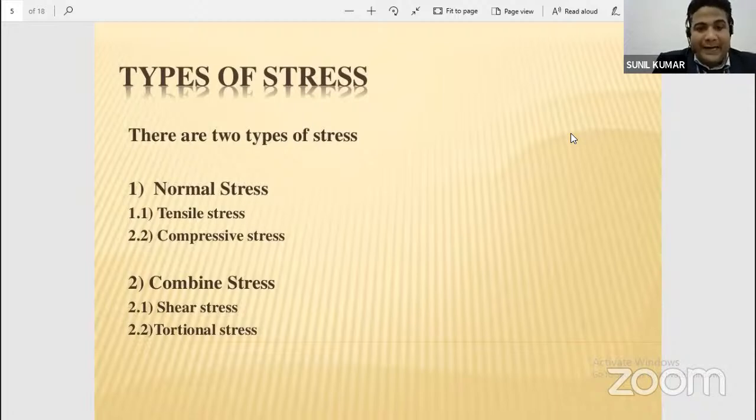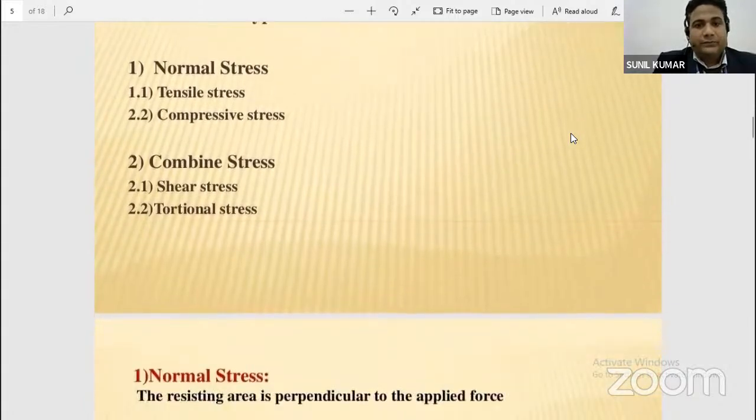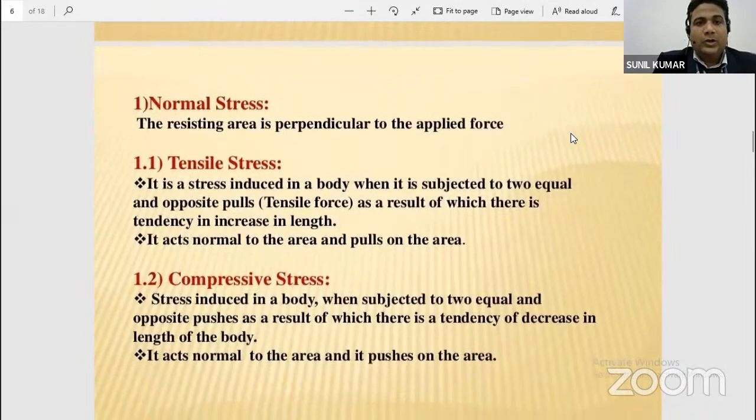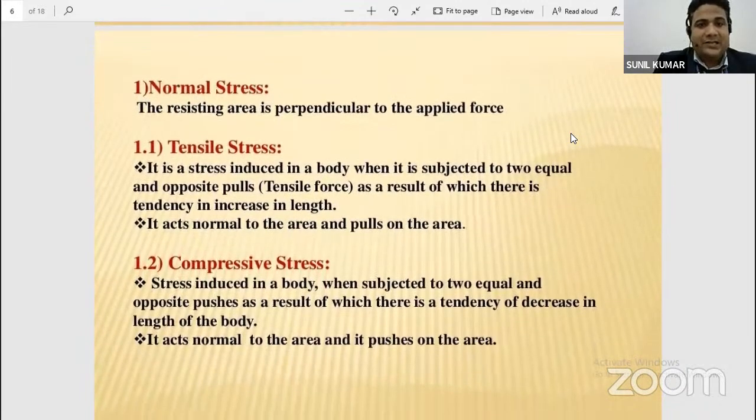Then combined stress, shear stress and torsional stress, which we are also discussing. So normal stress, tensile stress and compressive stress. Normal stress means the resisting area is perpendicular to the applied force. If you're talking about tensile stress, it acts normal to the area and pulls on the area. So this is known as tensile stress.